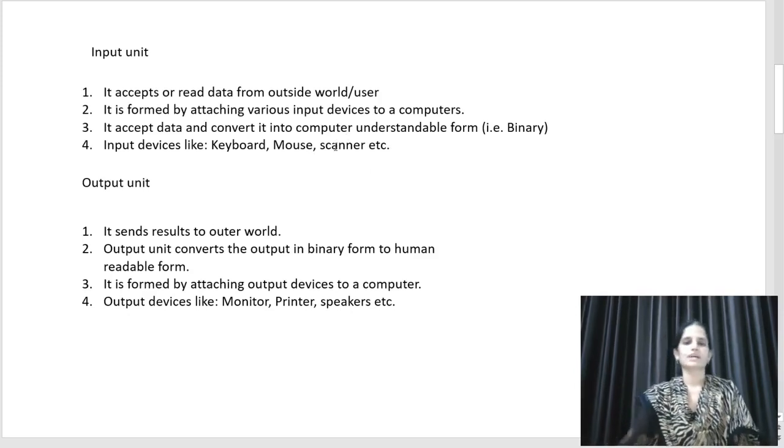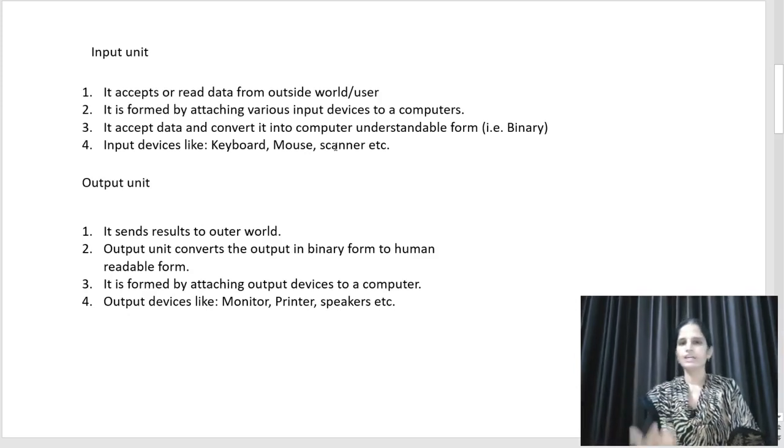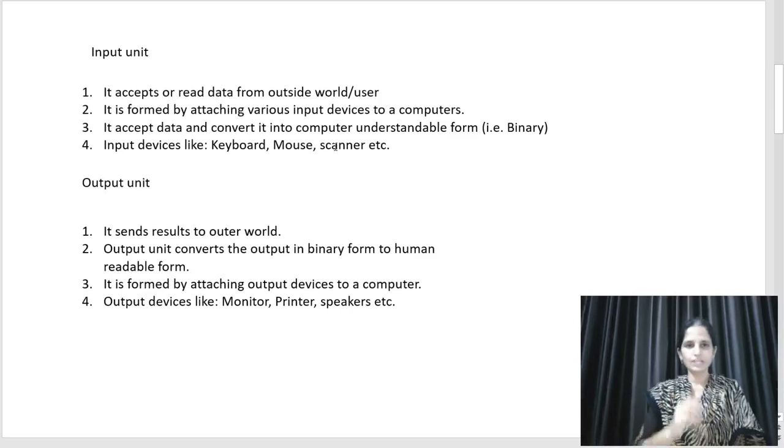And the third one is the scanner. Scanner is also an input device which is used to enter an image, a page, or text in the form of a page into the computer system. So overall we can say that the input unit accepts data from the outside world, reads it, converts the data into machine language, and sends it to the CPU.